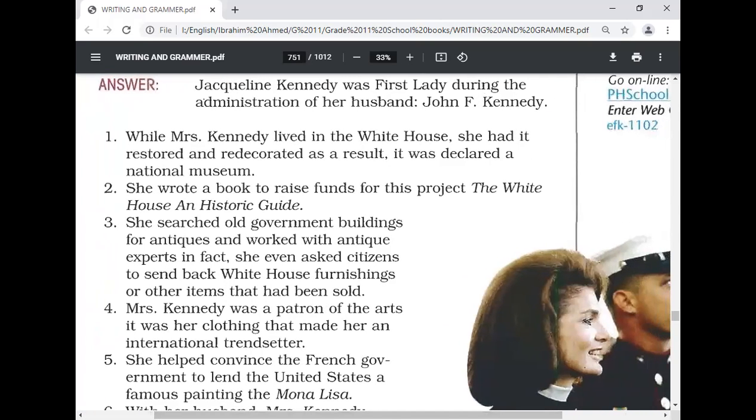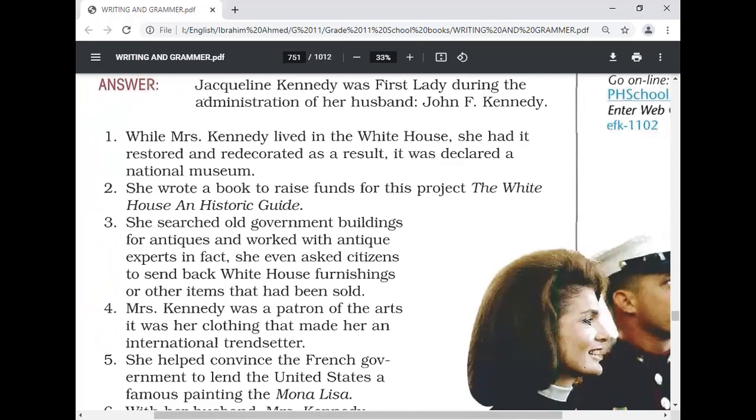Number one, if we just maximize the screen a little bit. While Mrs. Kennedy lived in the White House, she had it restored and redecorated. As a result, it was declared a national museum. So what do we need? We need a semicolon before as a result, a transitional expression.